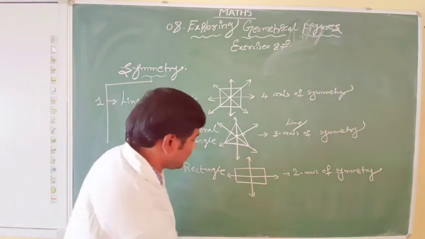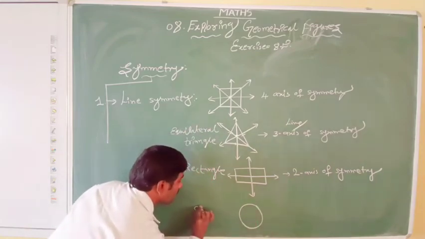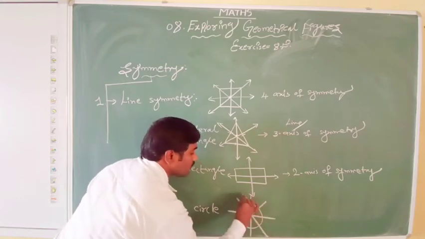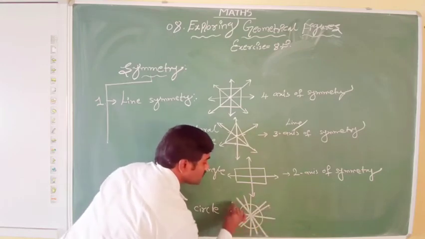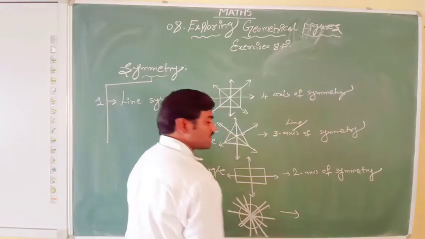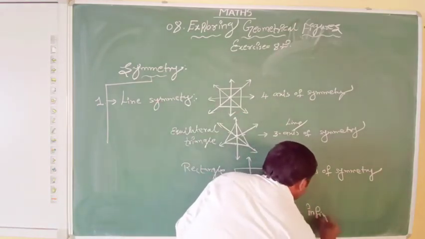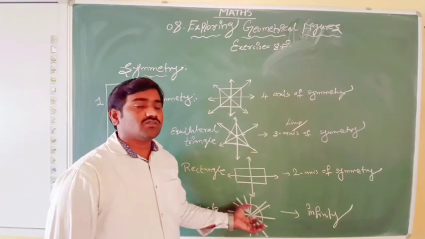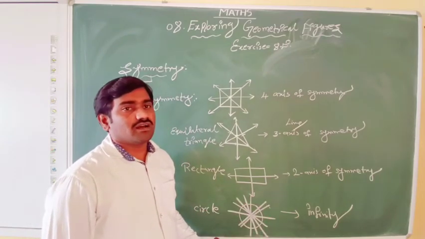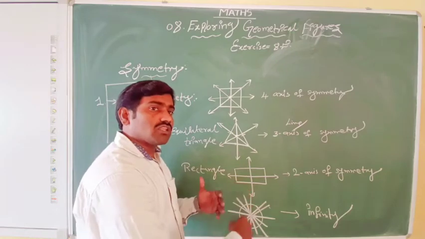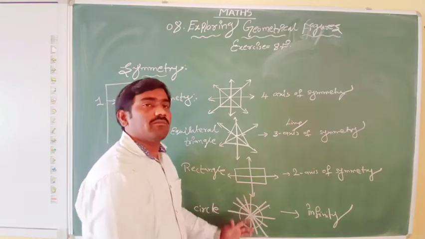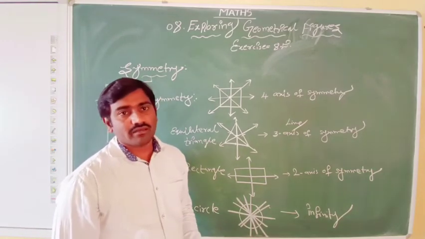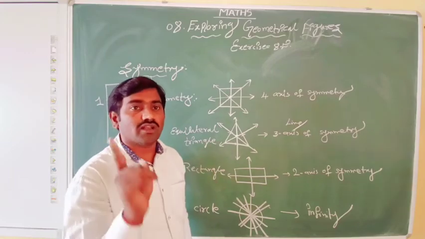Okay, if I take a circle, you see that I can divide it into many axes of symmetries. So, how many lines of symmetry? It is infinity. That means we cannot count how many axes of symmetry it has. There are a lot of axes of symmetry. It will divide into more than n number of equal identical parts. So I hope you understood the meaning of line symmetry. The dividing line of the object is known as a line symmetry.